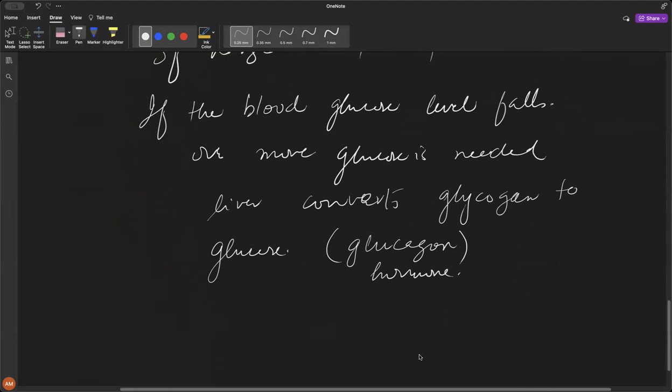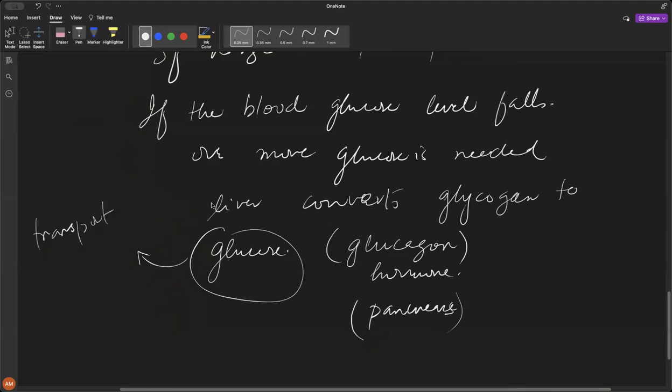Insulin tells the liver to convert glucose into glycogen, and glucagon, also produced by the pancreas, tells the liver to convert glycogen into glucose so that it can be used by the cells, and transported around. You have to keep this in mind. We will come to this: glucose is a transportative carbohydrate.